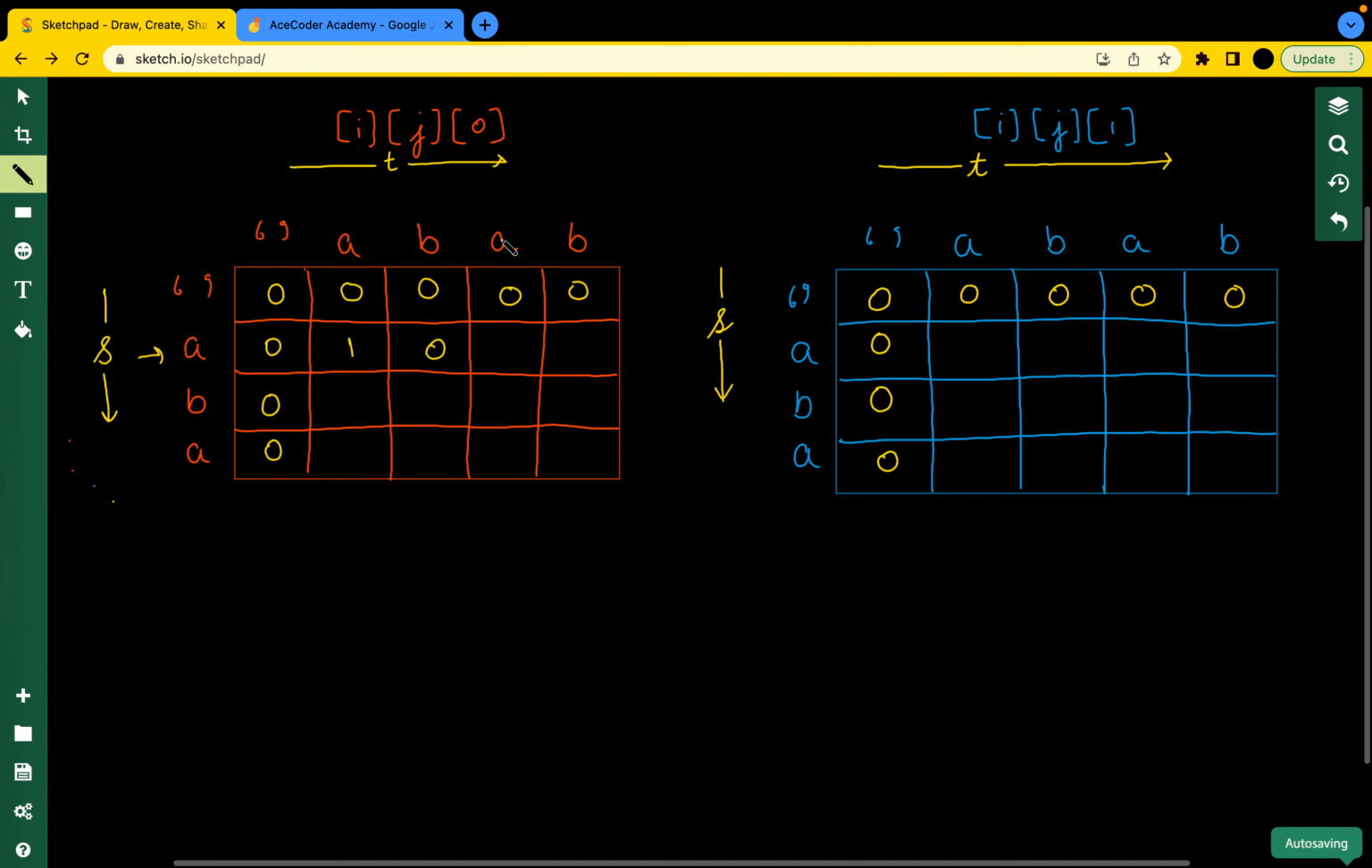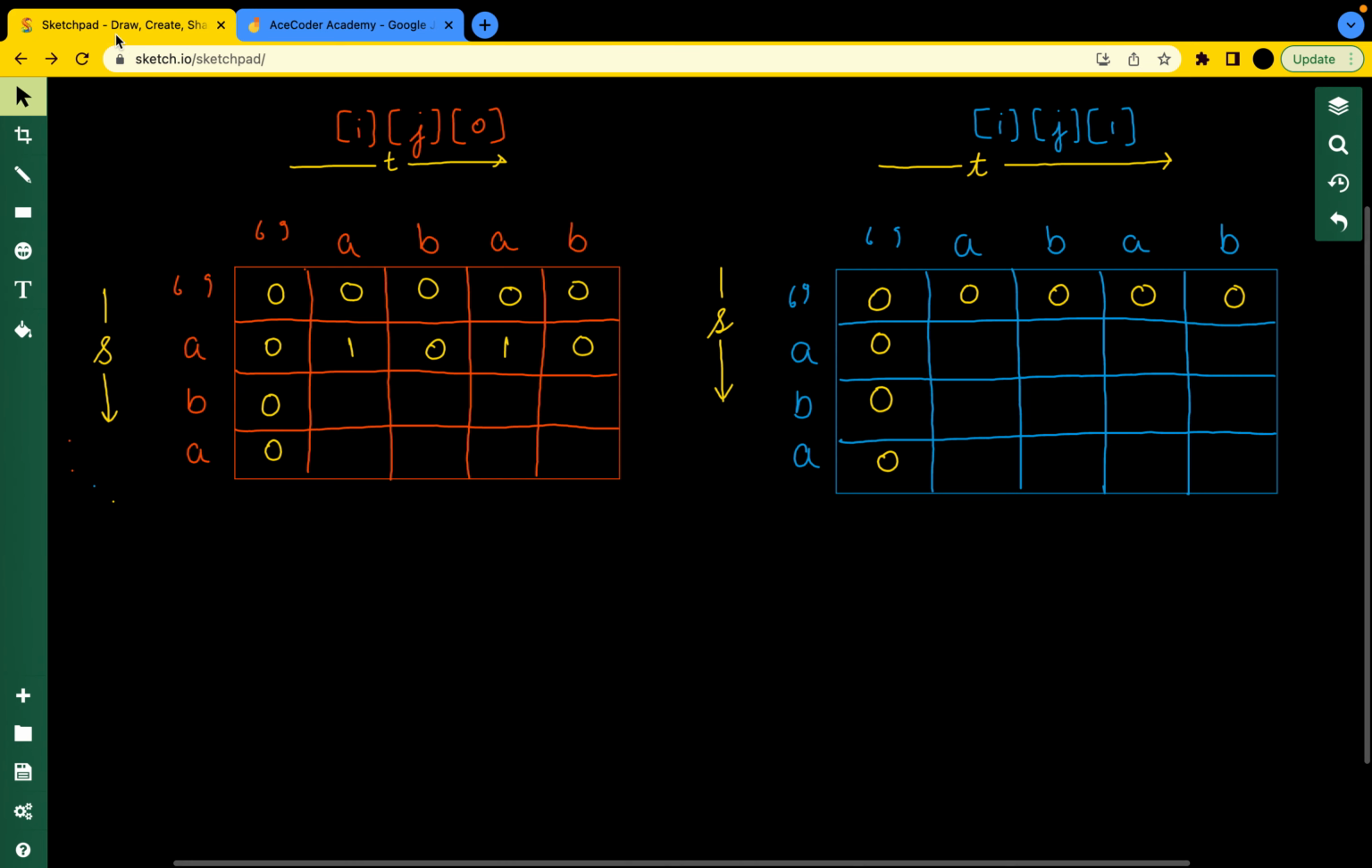Similarly, for this, A and A are equal. So here the length is 1. When we are standing at B, because A and B are not equal, there is no meaning of the length of the string that differs by 0 characters, because here they are differing by 1 character. So we will be putting 0 here.